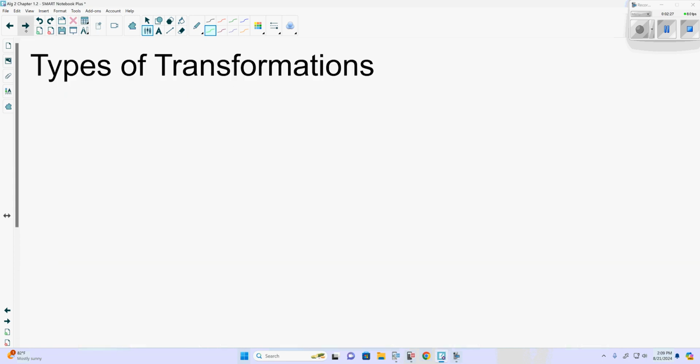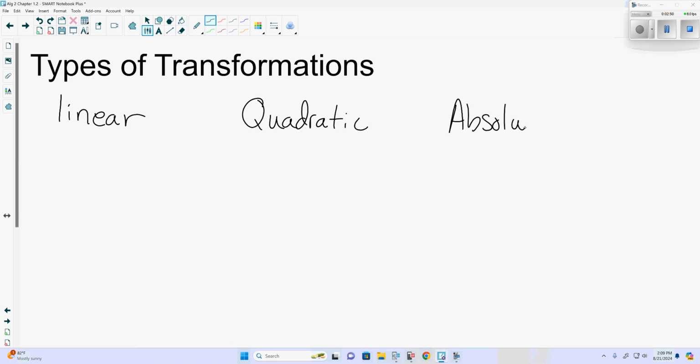Now, as I said, we do have different types of transformations. That's how we get all the different functions. We're transforming them. We're manipulating the parent function to make it look a little different. Linear. Quadratic. Absolute value. These are the three main ones we're going to look at.